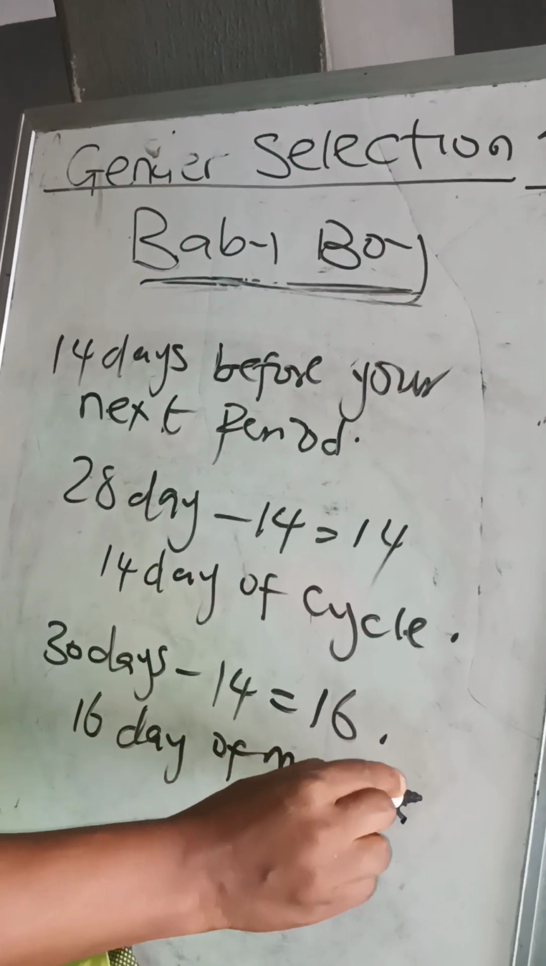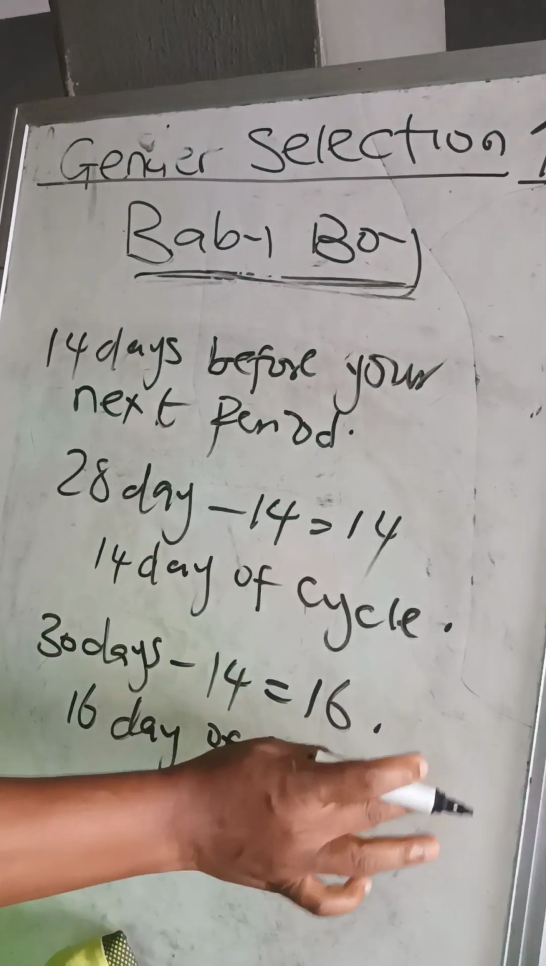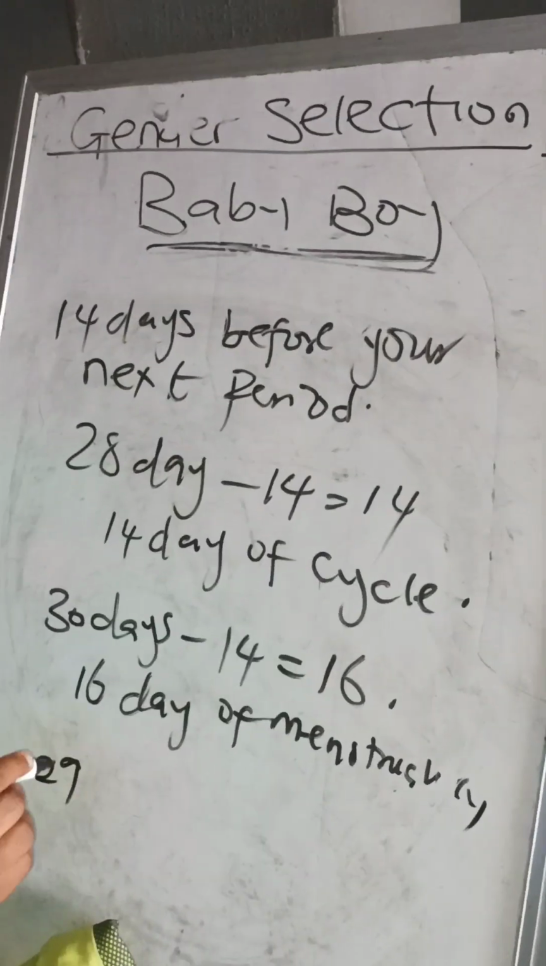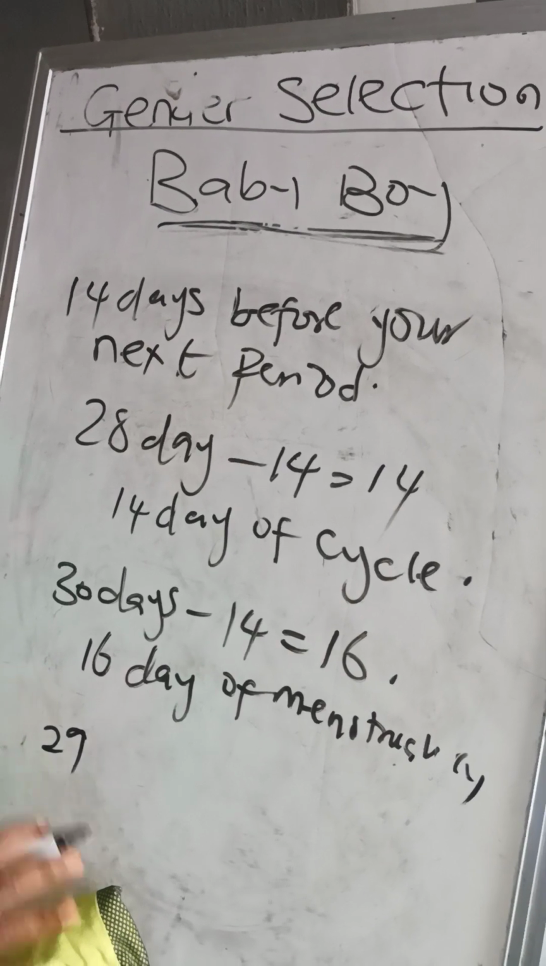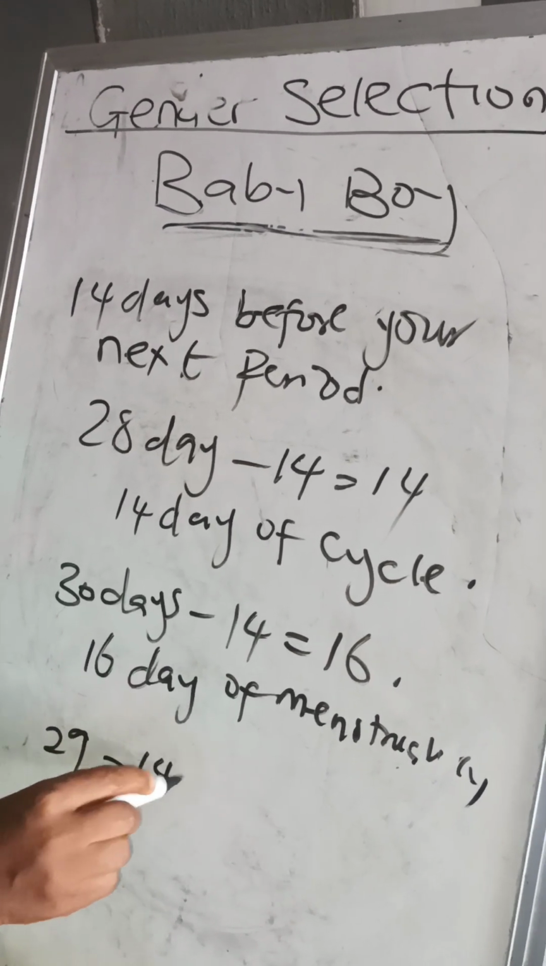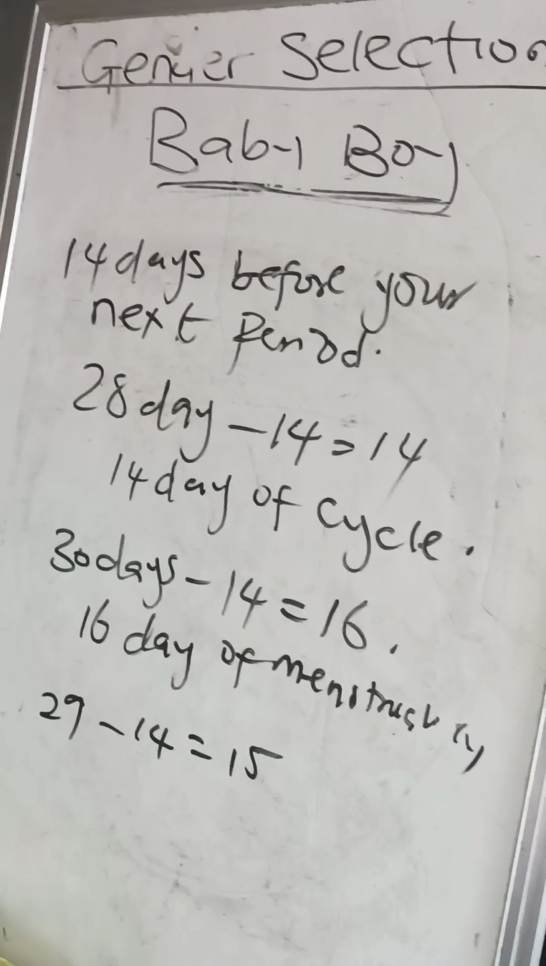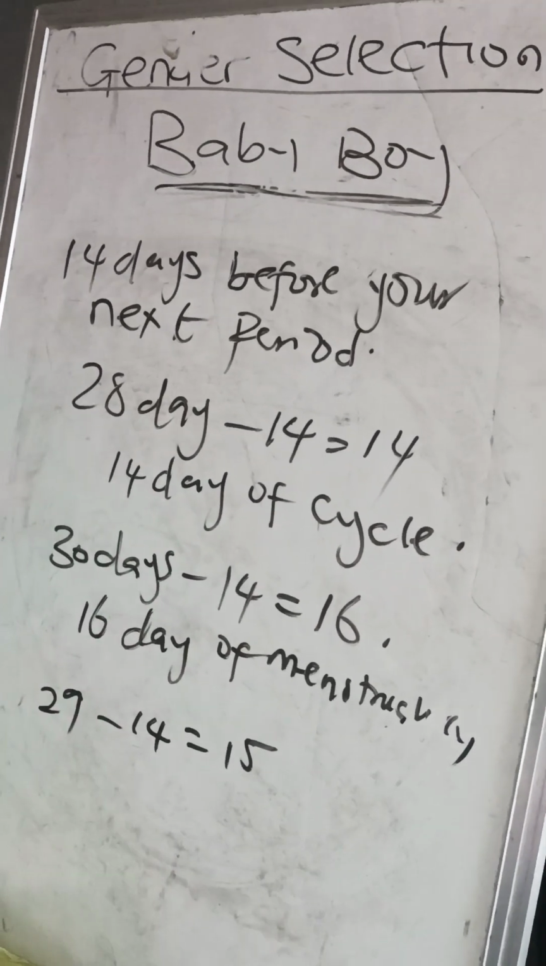You understand? So please calculate it on your own, on your menstrual cycle. If your cycle length is 29, minus it with 14, which will give you what? 15. That is how you will be able to know your ovulation day.